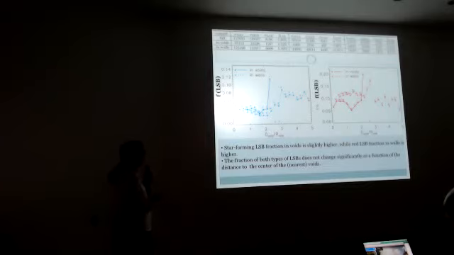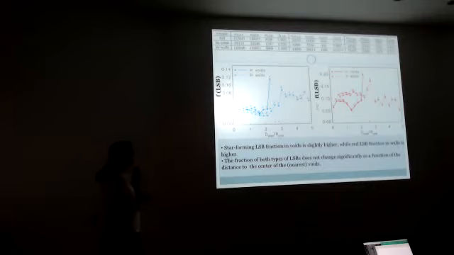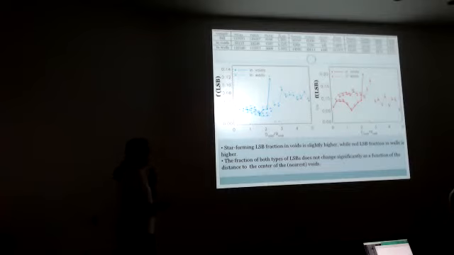But in general, it looks like there's a slightly higher fraction of blue low surface brightness galaxies in the voids, and a significantly higher fraction of red low surface brightness galaxies in the wall region. But the general trend of the fraction seems to be similar as a function of the distance to the void centers.